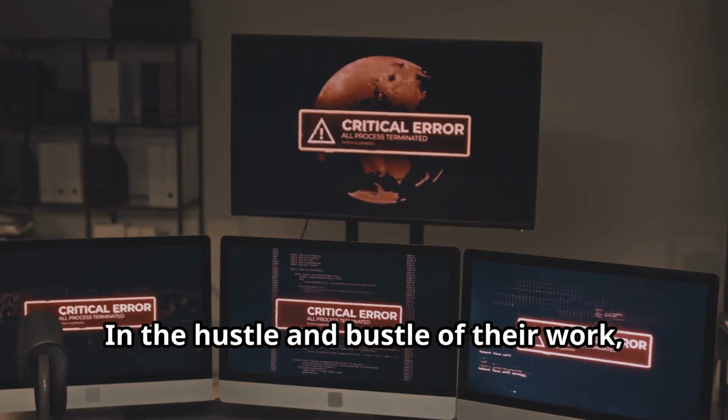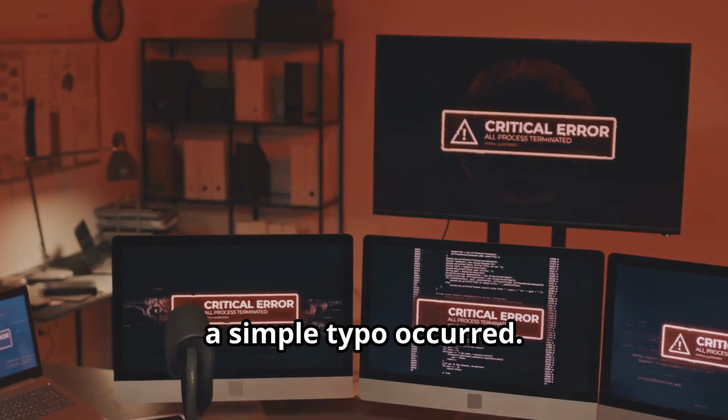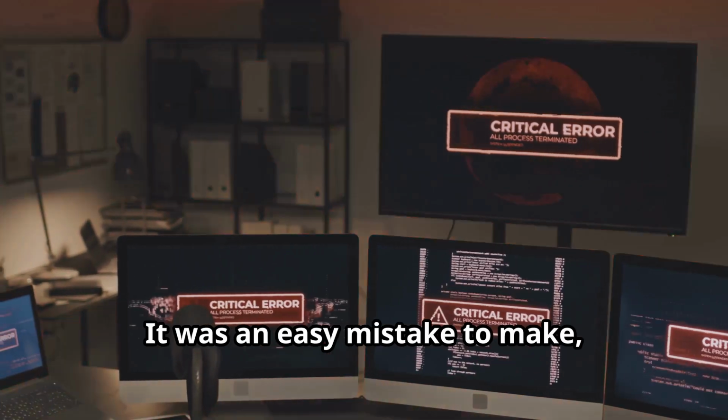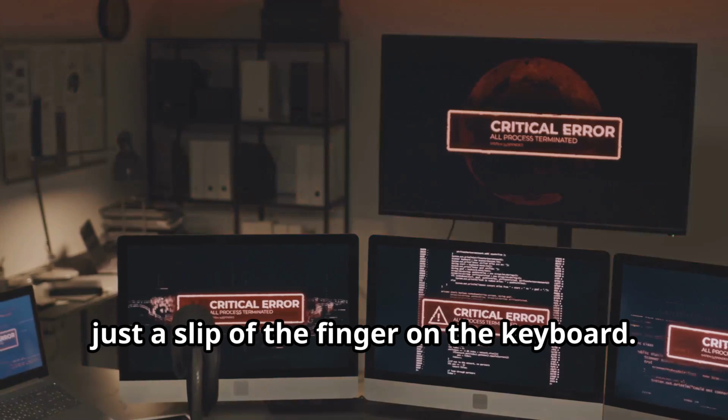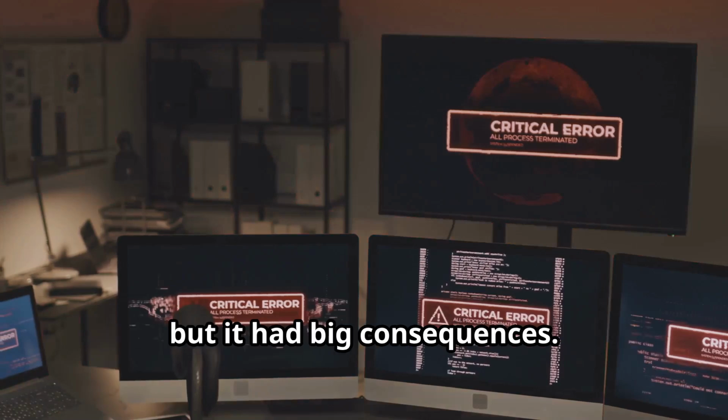In the hustle and bustle of their work, amidst the late nights and the endless lines of code, a simple typo occurred. It was an easy mistake to make, just a slip of the finger on the keyboard. Instead of typing Google, they typed Google. It was a small error, but it had big consequences.